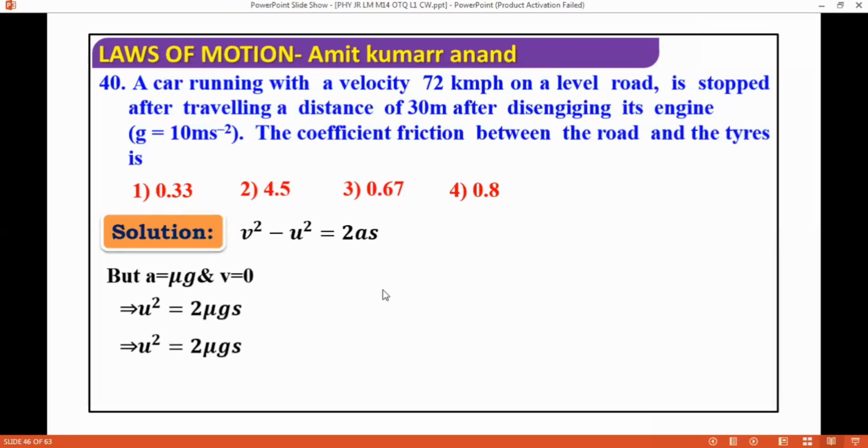So v square equals u square minus 2as, so with v equal to 0, u square equals 2 mu g s. The basic equation comes: mu equals u square by 2gs. After putting in all the values, the answer will come 0.67. I hope you understood the concepts. These concepts are very important from the JEE exam point of view. Next, we're moving to the next question.